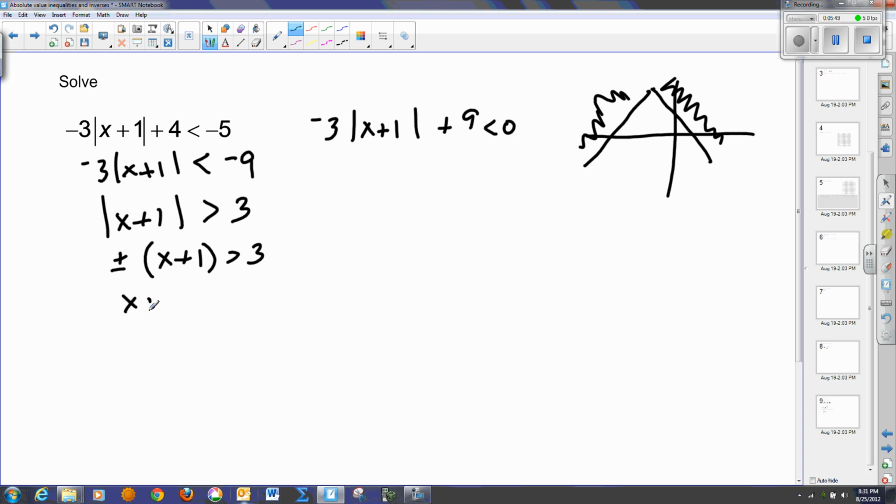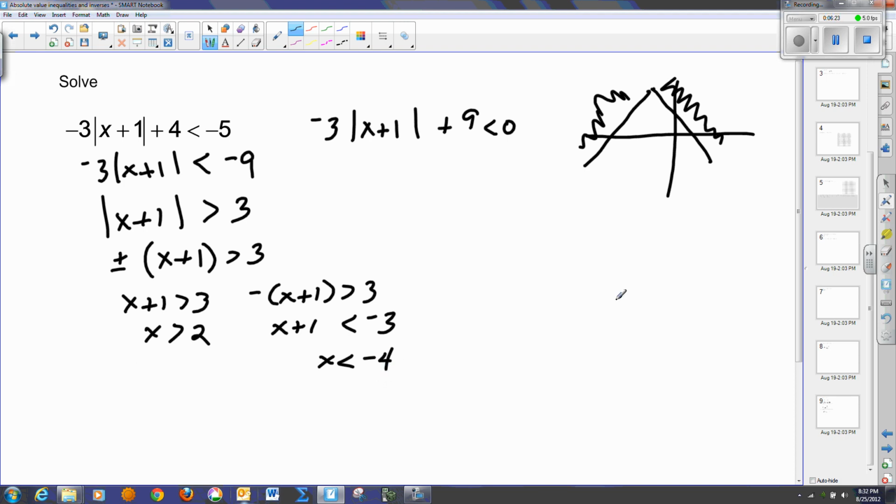x plus 1 is greater than 3, and the opposite of x plus 1 is greater than 3. In the first, I subtract 1 and get x greater than 2. In the second, I multiply by a -1, giving me a -3, and I flip the inequality, and subtract 1 from both sides and get x is less than -4.